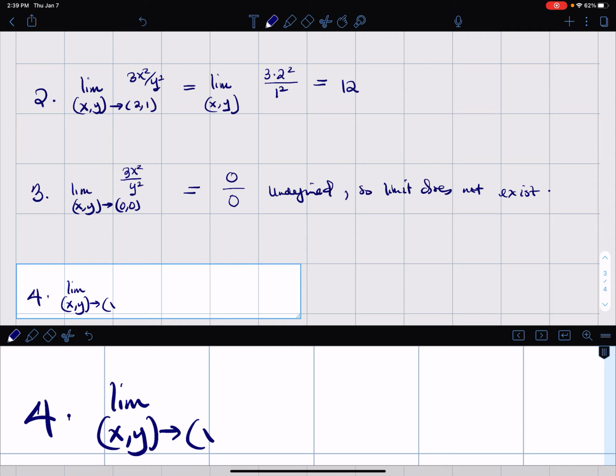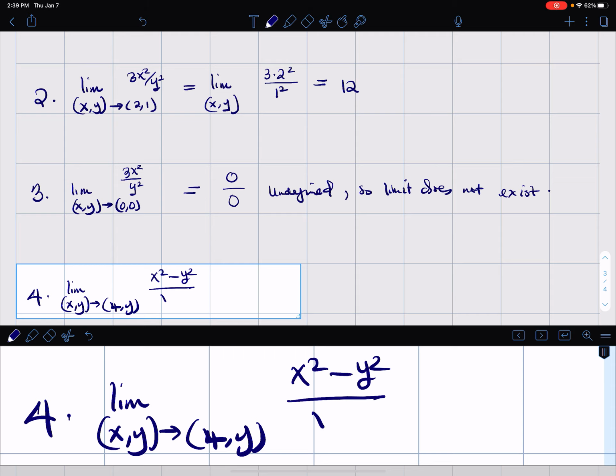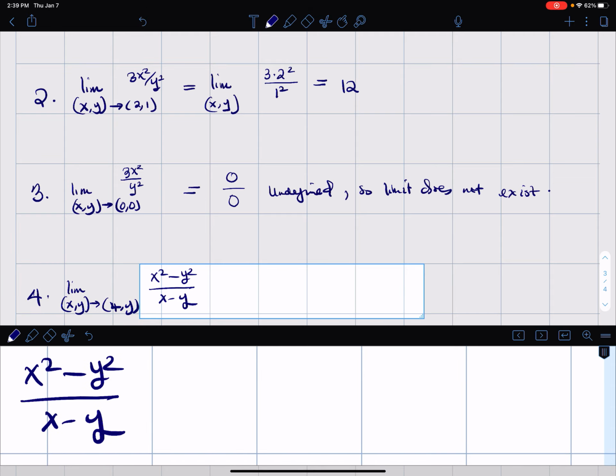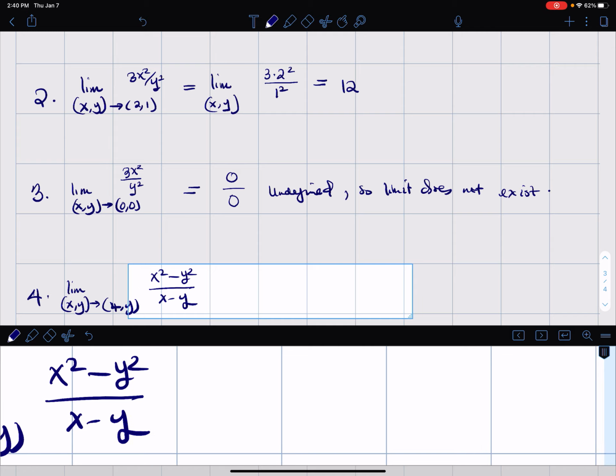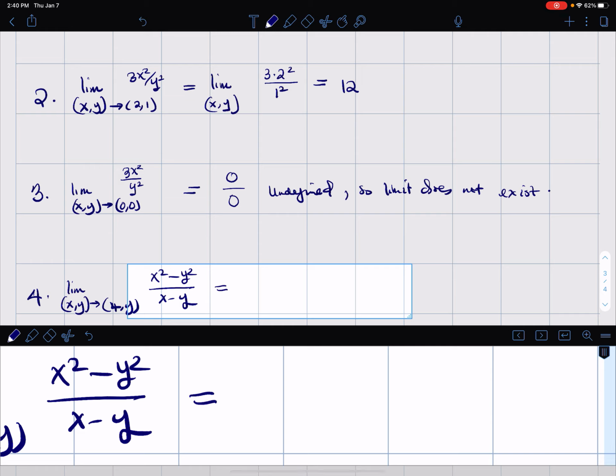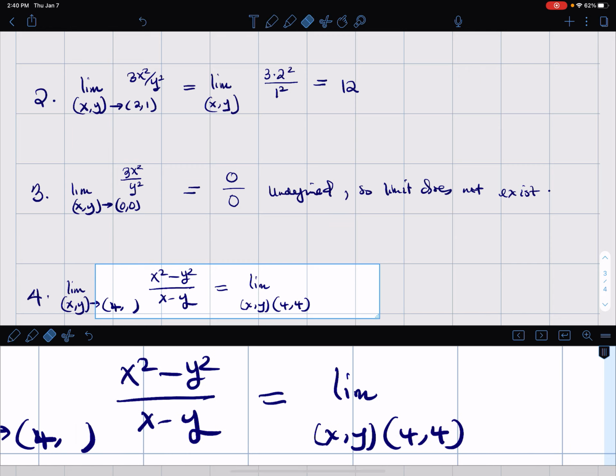So let's look at the limit as (x, y) goes to (4, 4) of x squared minus y squared over x minus y. If you plug in 4 and 4, you end up with 0 over 0. But we can do more. We can do the limit as (x, y) goes to (4, 4).